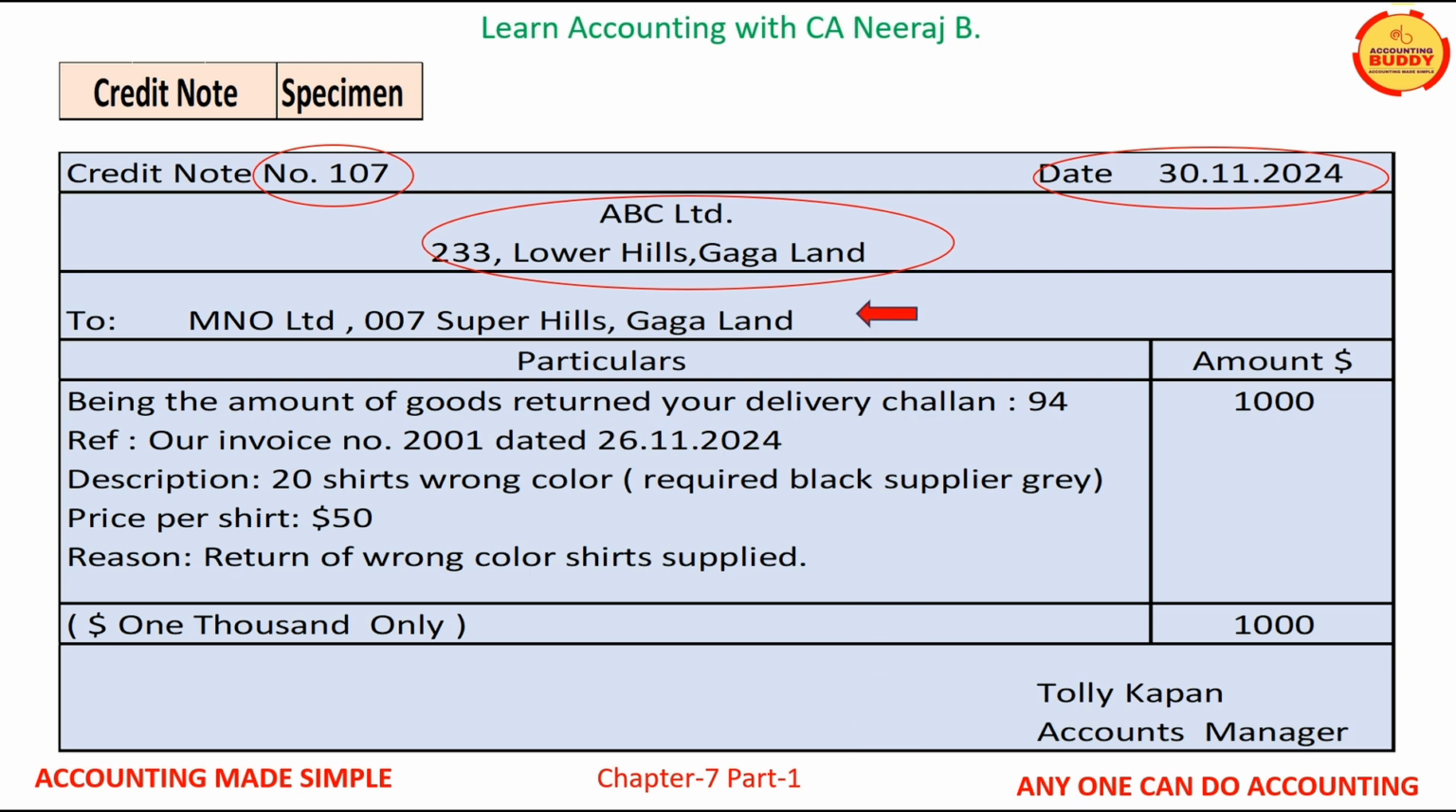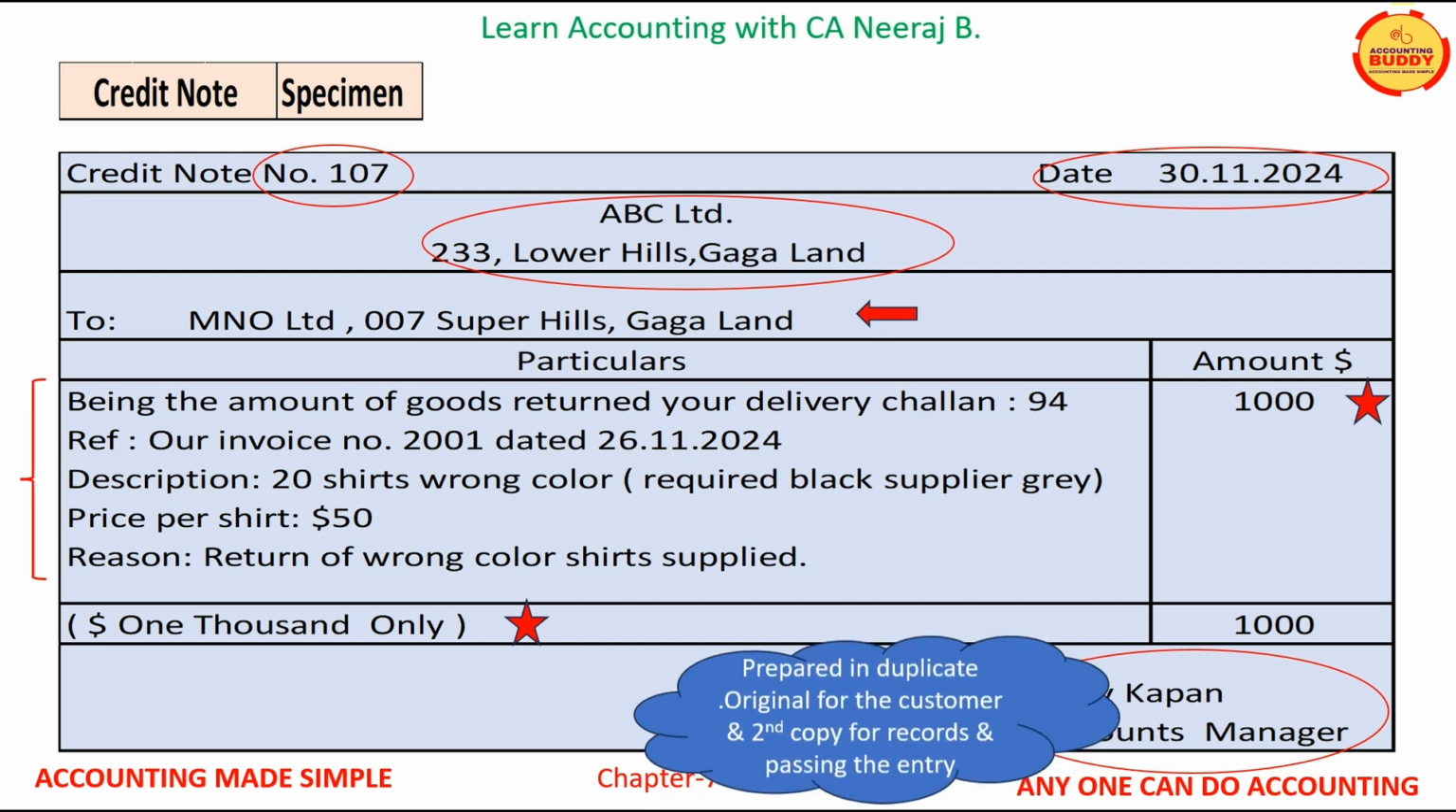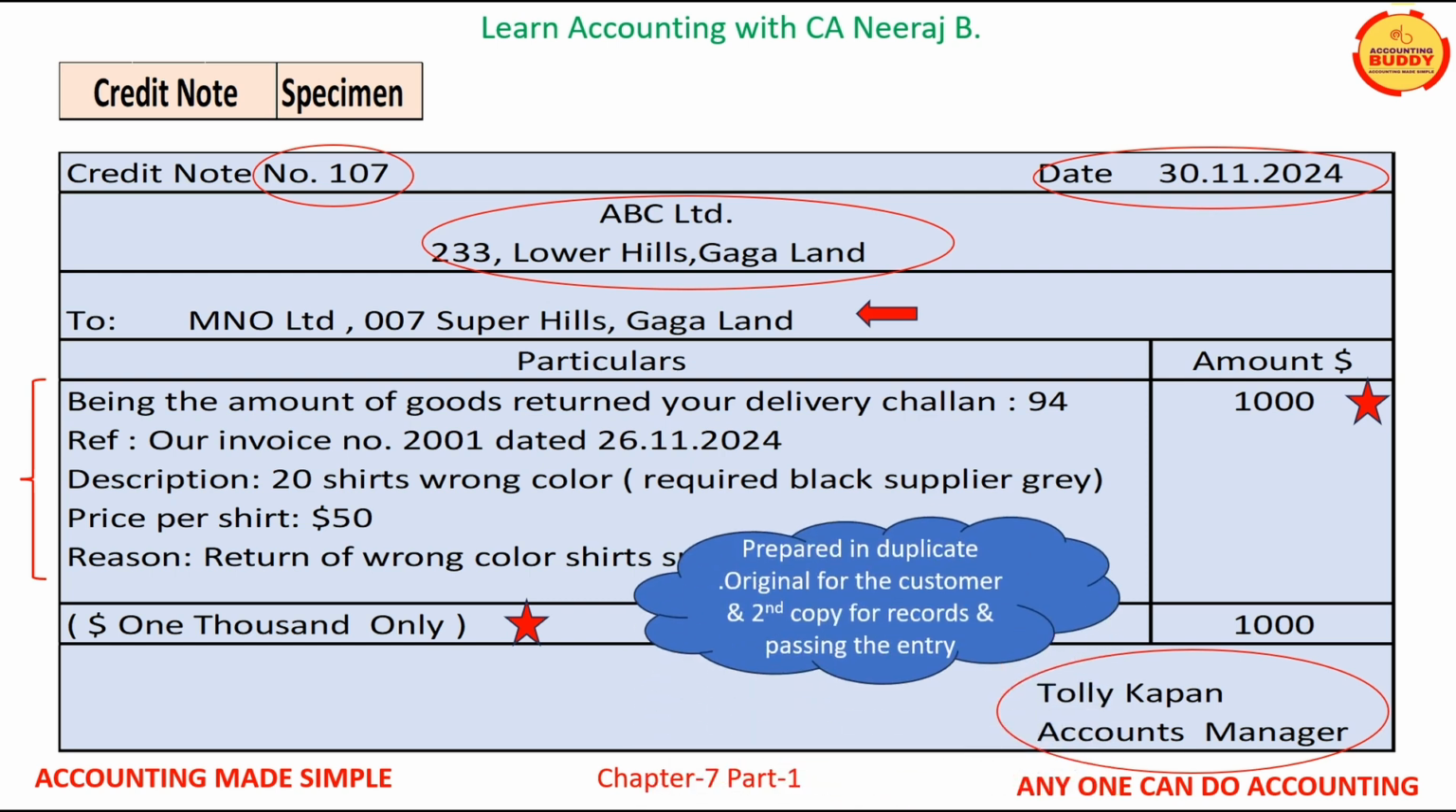The complete details and the reasons for the issuance of credit note are also mentioned on the face of the credit note. The total value of the credit note is mentioned both in words and figures. Credit note is also signed by the authorized staff of the business. Credit note is prepared in duplicate. Original copy is for the customer, while the second copy is for recording the transaction and for future reference.